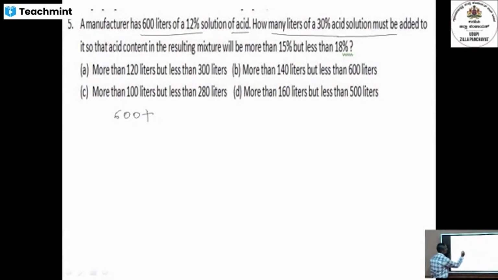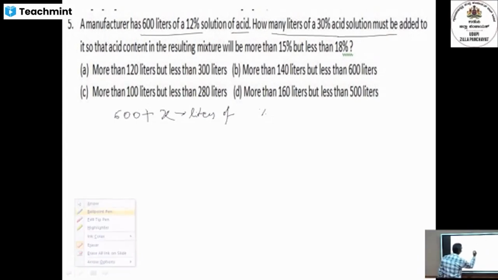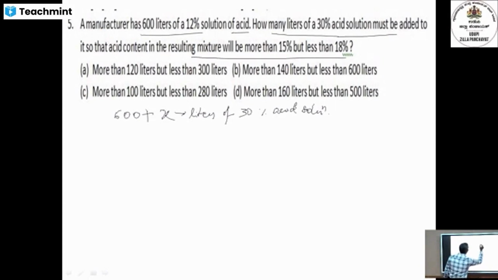So what can we take? We can take it as x. So let him add x liters of 30% acid solution. The resulting mixture should be more than 15% but less than 18%.